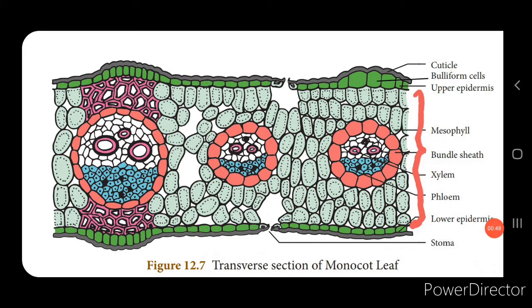Next is the mesophyll. Now I have marked it using the curly bracket, isn't it? So that complete tissue, which is called the ground tissue, the mesophyll, is present between the epidermis. Can you see, children? I have marked within the curly bracket that complete set of cells, which are called the mesophyll.